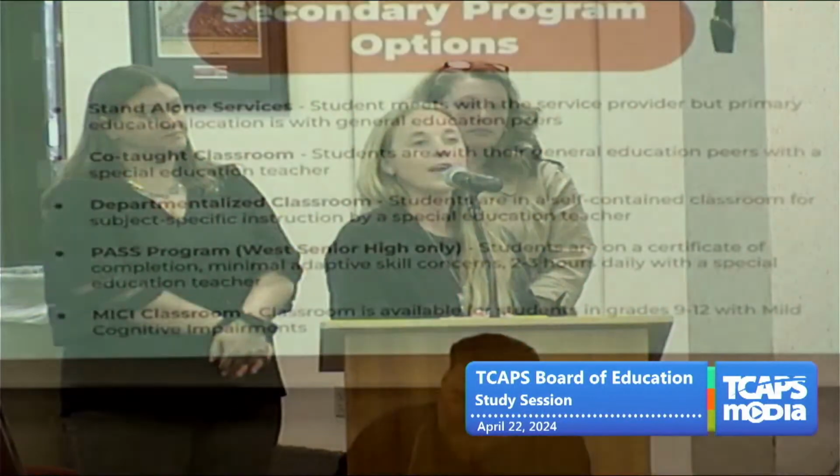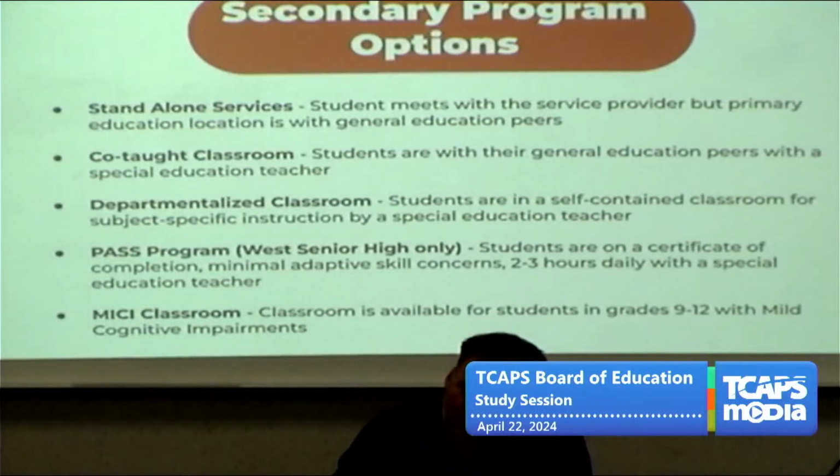Co-taught classes are when you have two teachers in the classroom supporting all of the gen ed and special ed students. Department is when you have a self-contained classroom for a subject specific. So like I'm an English teacher, I can do a department English class. I have like 10 kids in my class.